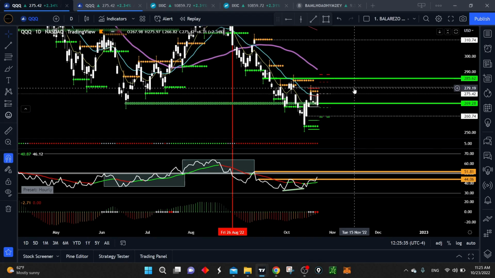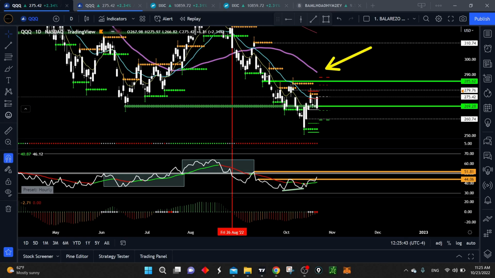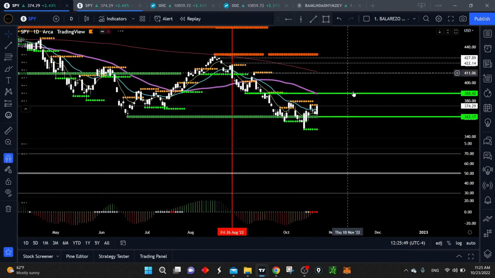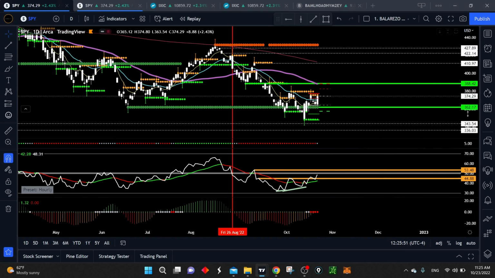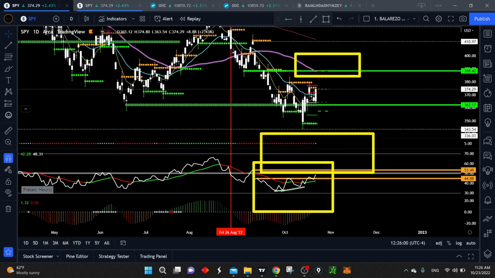So be very, very nimble playing this, and be very aware of that declining 50 daily moving average, which is the purple line on my chart. And if we take a look pretty quickly between the SPY and the DIA, these charts are basically the same. So let's try not to repeat the same things.